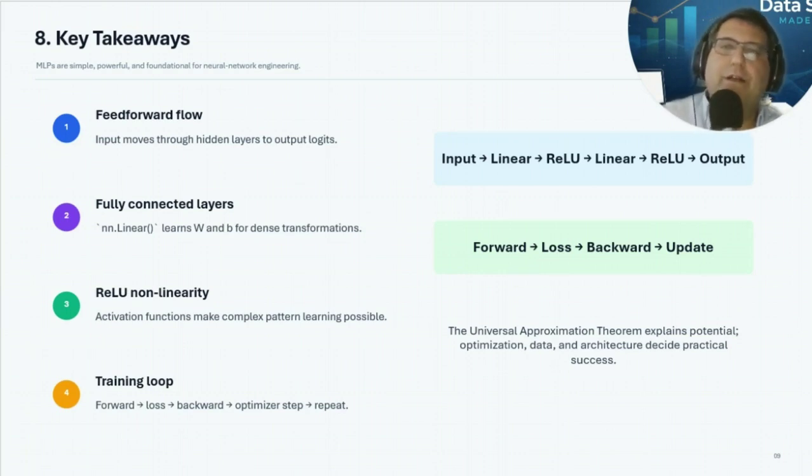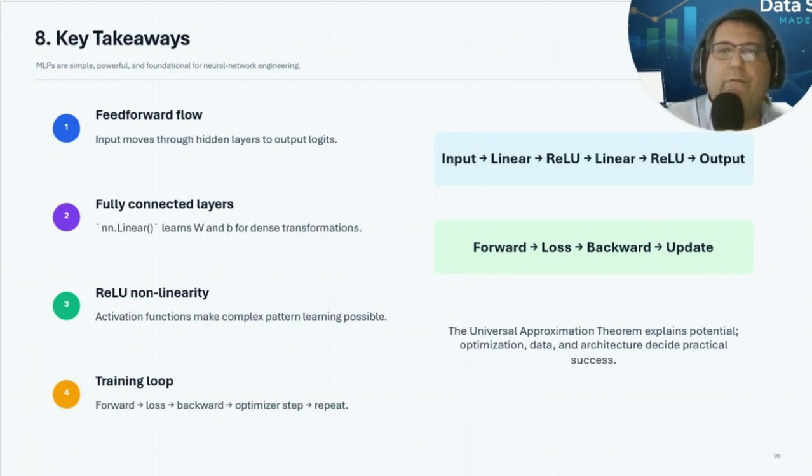Finally, remember what we learned from the universal approximation theorem. An MLP can theoretically represent extremely complex functions, but the theoretical capacity does not automatically give us a successful machine learning system. In practice, success depends on the architecture, the quality and quantity of data, the loss function, the optimizer, the learning rate, regularization, training strategy, and the ability of the model to generalize to new data. This is one of the most important lessons in deep learning.